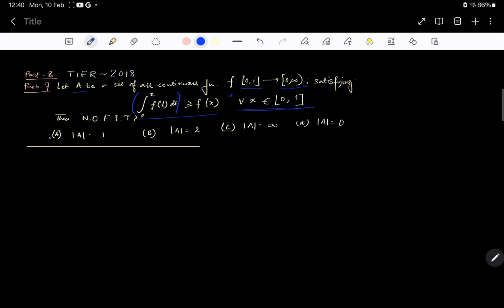Although there are four options given, option A says the cardinality of A will be equal to 1. Option B says it will be equal to 2. Option C says it will be equal to infinite. And option D says it will be equal to 0.